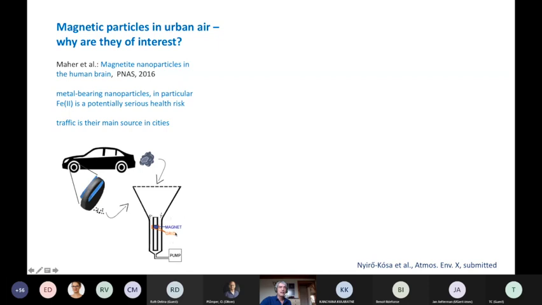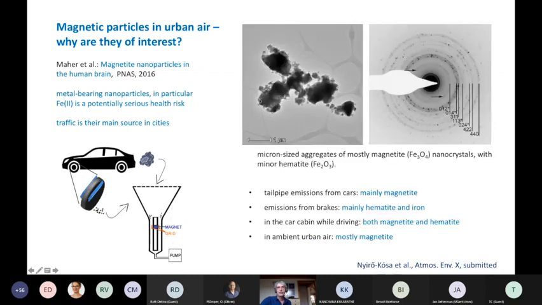So we devised a very simple collection device. It's a funnel, and there's a magnet here, and the TEM grid is placed here. We sampled tailpipe emissions and also particles emitted by brakes. And what we found was magnetite and hematite particles, micron-sized particles, but all of these are made up of just 10 nanometer nanocrystals. That's why you get rings in the electron diffraction pattern. This is a ring pattern showing the mixture of magnetite and hematite. But the interesting thing is that from the engine emissions, we get mainly magnetite, whereas from the brakes, we got mainly hematite and metallic iron.